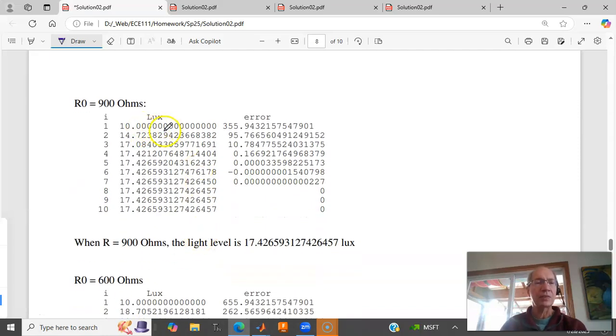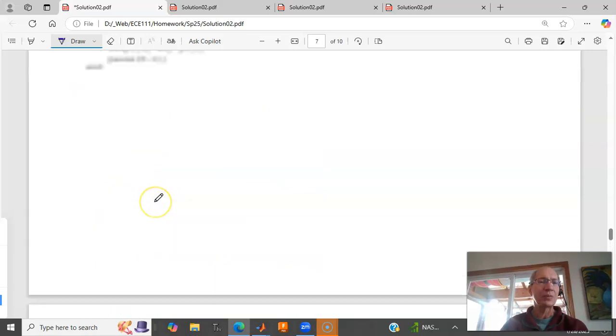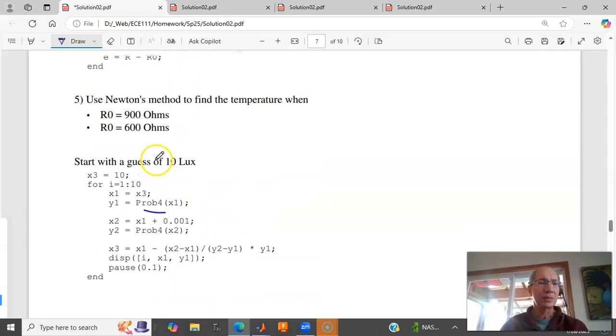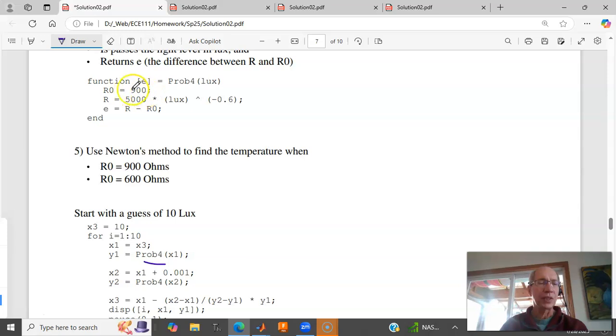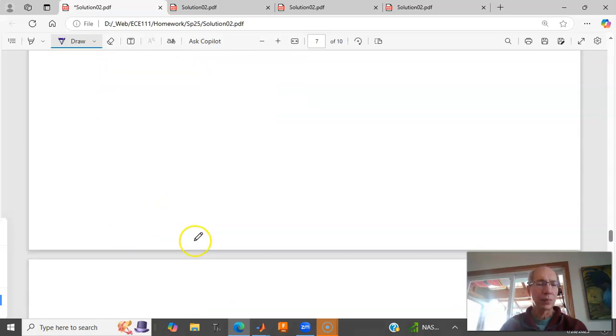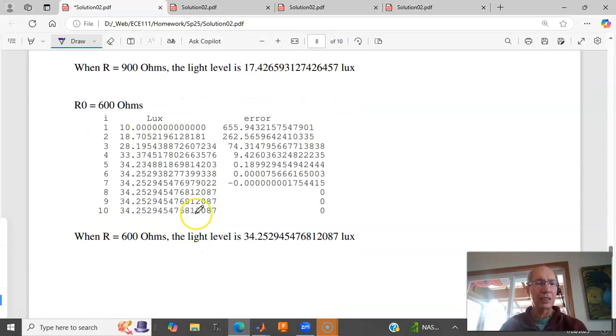And if I start at a guess of 10 lux, it iterates and says, actually the lux is 17.426593127426457. Lots and lots of decimal places. If I want to find 600 ohms, just change this to 600 right here. And to get 600 ohms, it should be 34.25 lux.